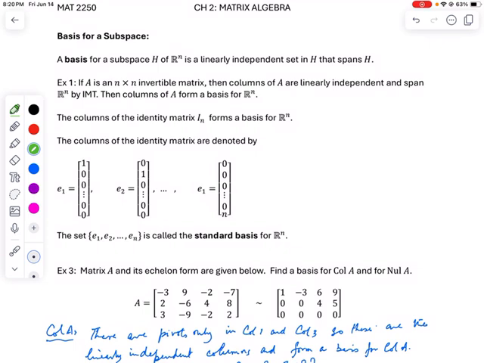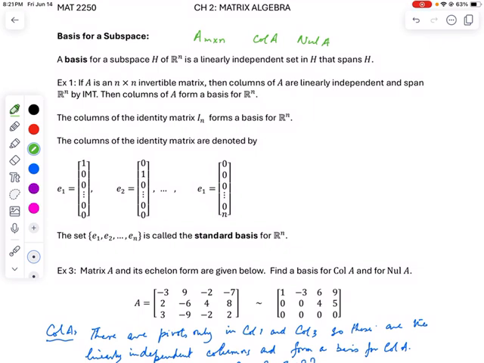Okay, so continuing with section 2.8. Now we are going to talk about basis for a subspace. In the previous video I showed you that there are two special subspaces related to an m by n matrix A. One is called the column space of A and the other is called the null space of A. We'll denote them by Col A and Nul A.